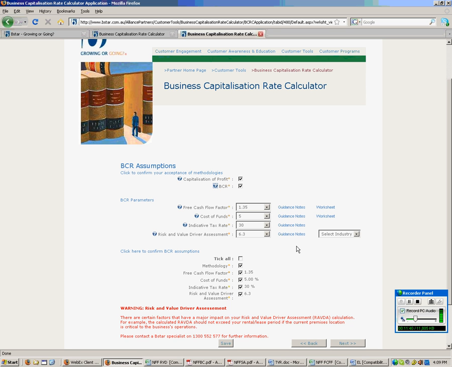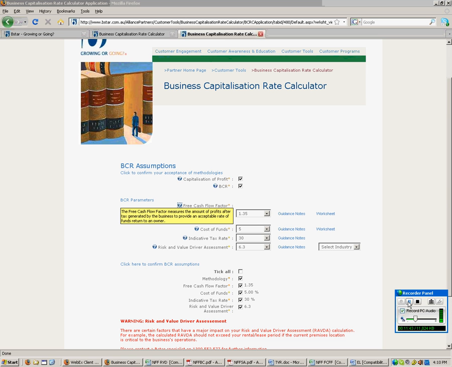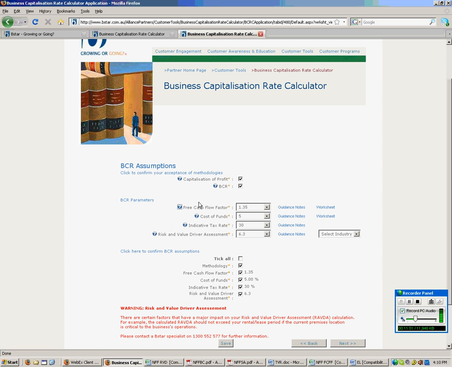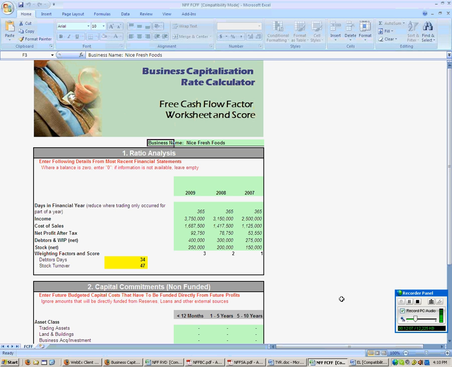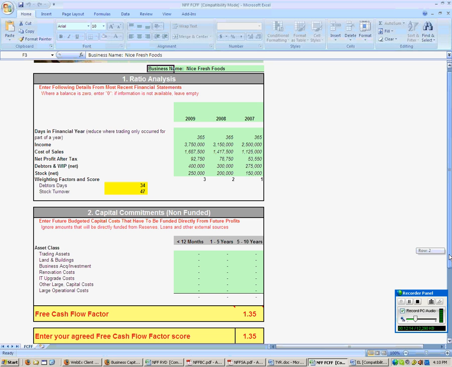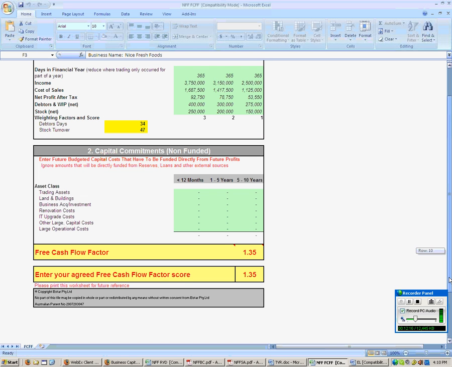score in more detail. The free cash flow factor measures a business's ability to turn its profit into cash flow. Alliance partners can complete the free cash flow factor online to determine the factor specific to the business they are valuing. To determine the free cash flow factor, alliance partners need to have a copy of the business's profit and loss and balance sheet to complete their data entry.